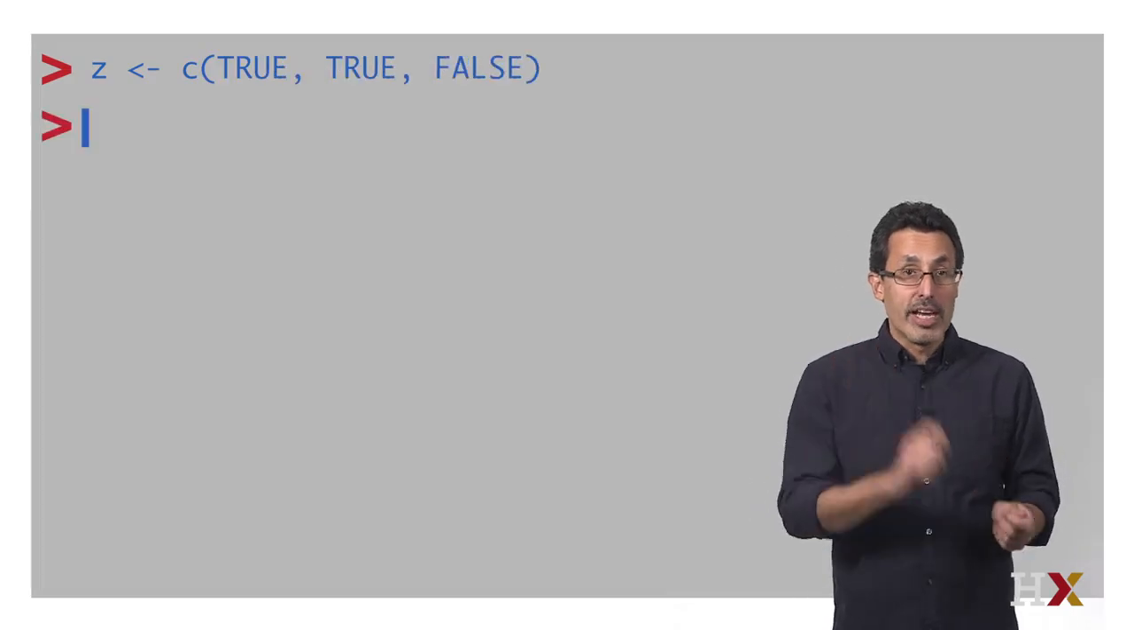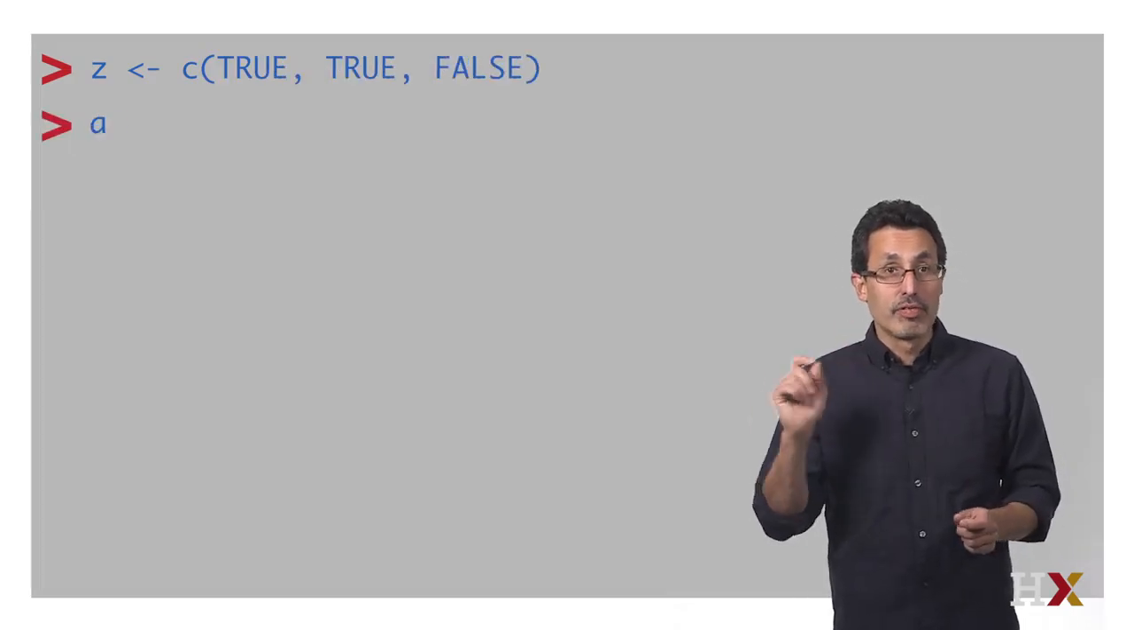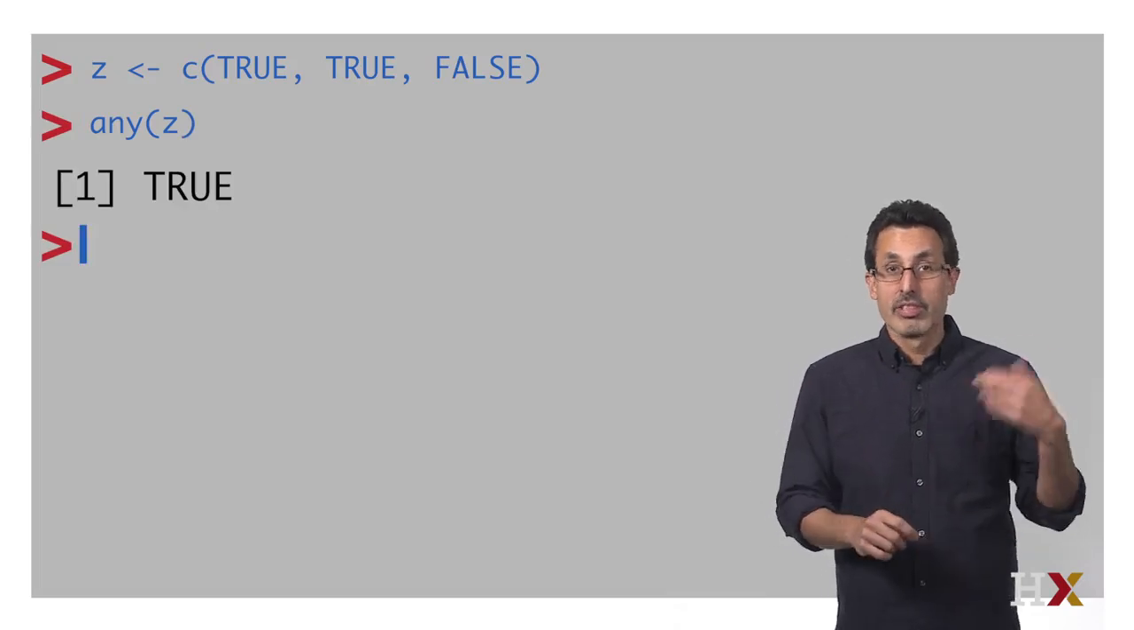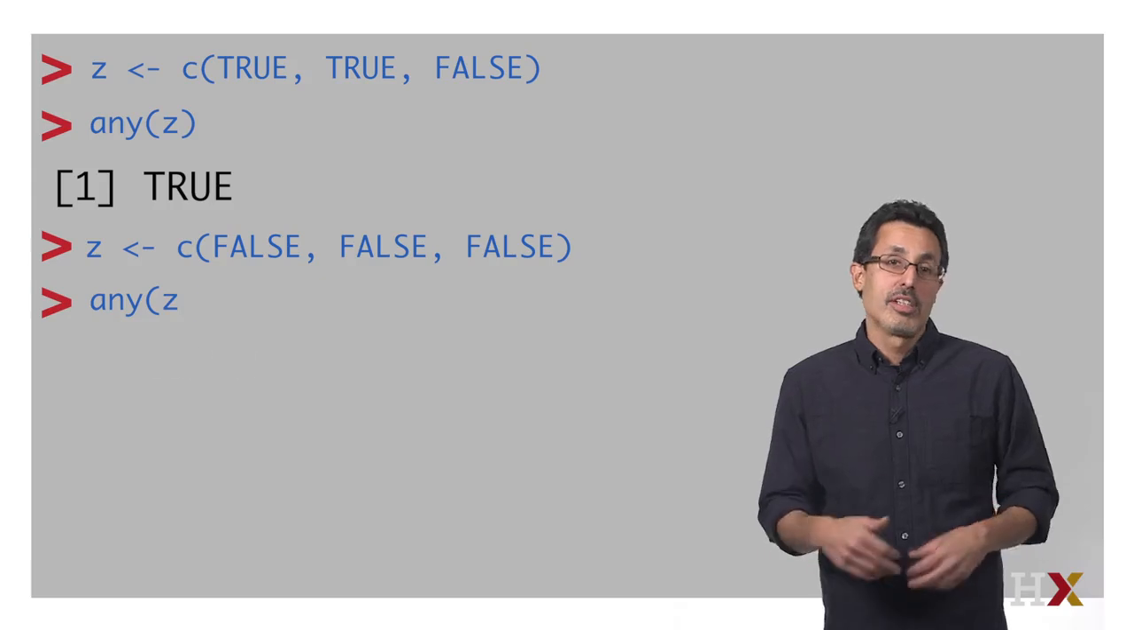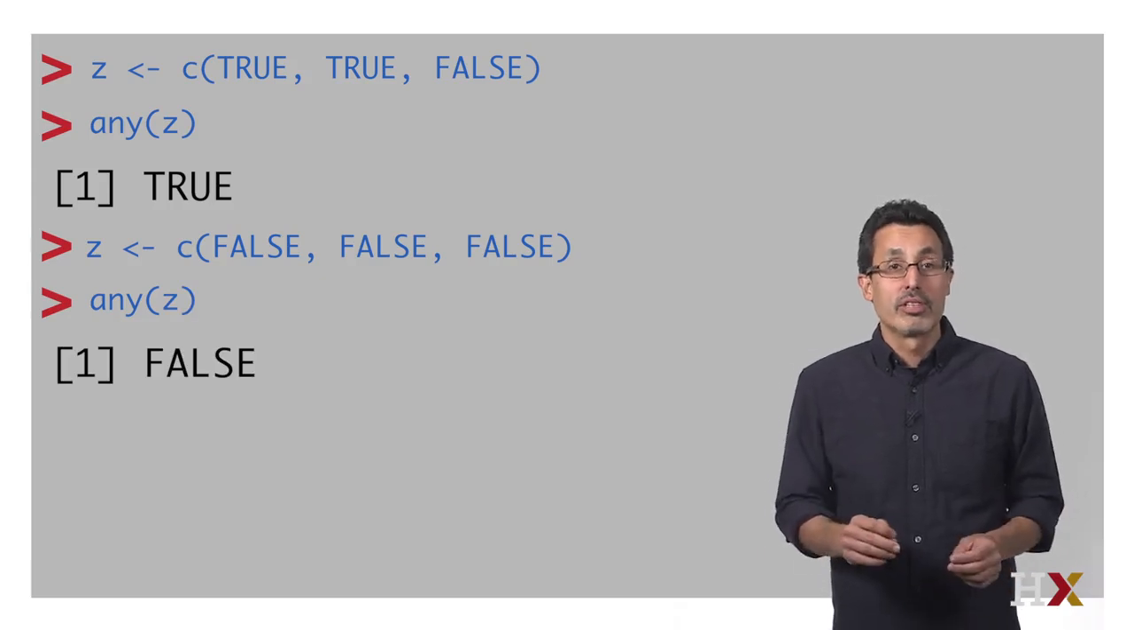The any function takes a vector of logicals and it returns true if any of the entries is true. So here's an example. If I apply any to the vector true, true, false, I get a true because at least one of them is true. If I apply it to false, false, false, I get a false because none of them are true.